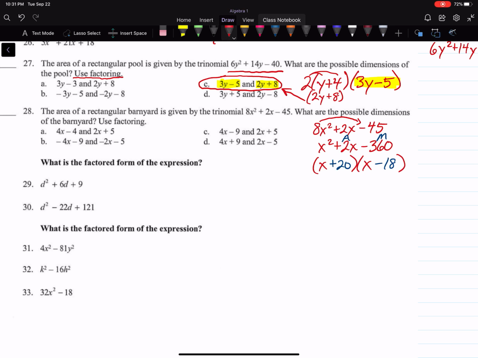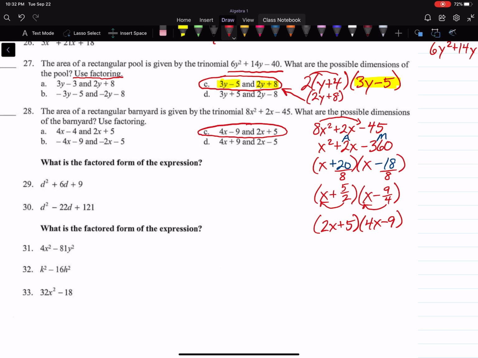I'm going to put back what I borrowed. So I borrowed an 8, divide by 8. Neither of these divide, so I'm going to reduce the fractions first. So x plus 20 over 8 will reduce to 5 over 2, and 18 and 8 will reduce to 9 over 4. And you take your denominators and put them in the front. So my final answer would be 2x plus 5 times 4x minus 9. So 2x plus 5, 4x minus 9 is also the letter C here for 28.